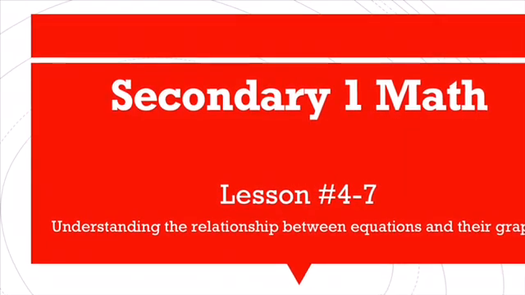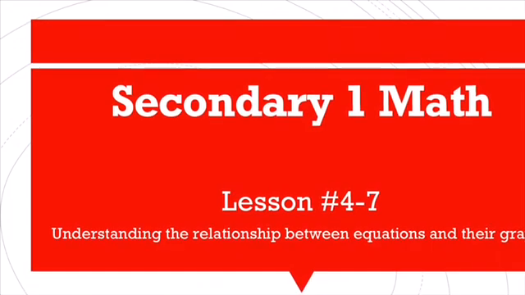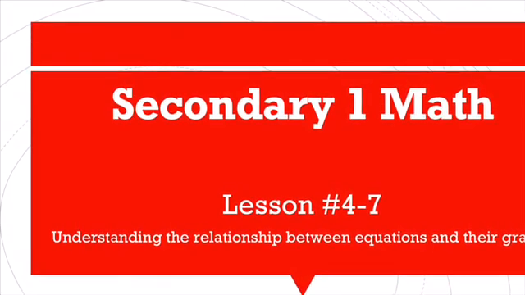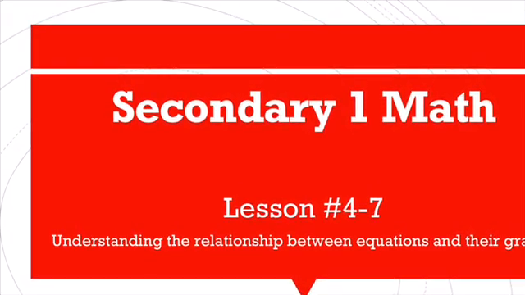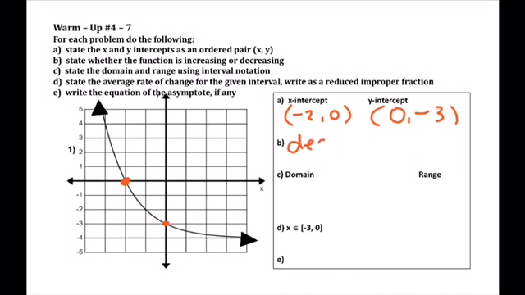This is lesson 4-7, understanding the relationship between equations and their graphs. We will start by going over the warm-up. And so on question number 1, the x-intercept is going to be (-2, 0), and that's this point right there. The y-intercept is (0, -3), and that's this point. It is a decreasing function.